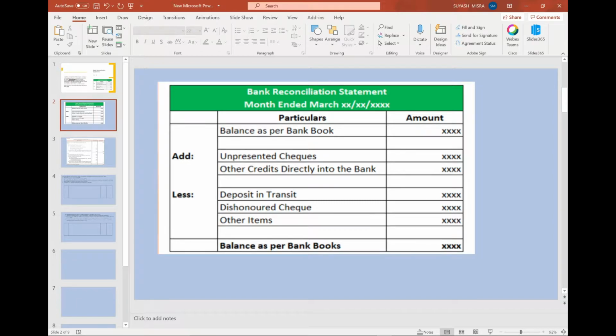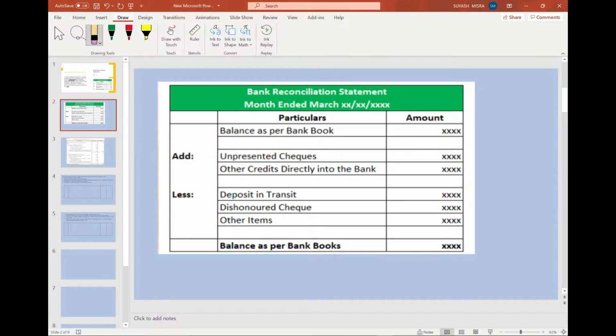So let's say the month is ending on March, the date, and you have three columns in this one. On the left-hand side we keep the numbering and particulars, what all we are going to write in there, and the right-hand side is the amount. There are different ways. You can start with balance as per bank book. Here my bank book, it says the bank book which the company maintains. So this I can say is the cash book.